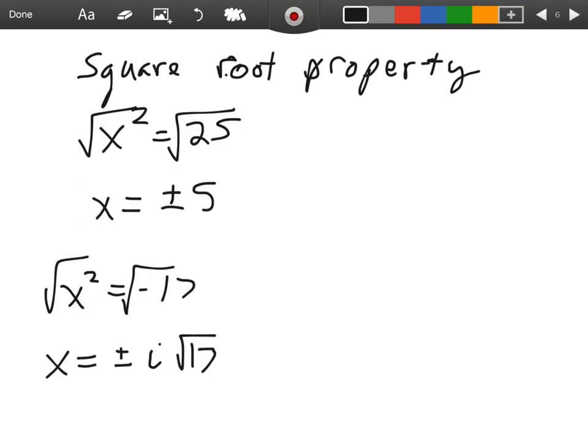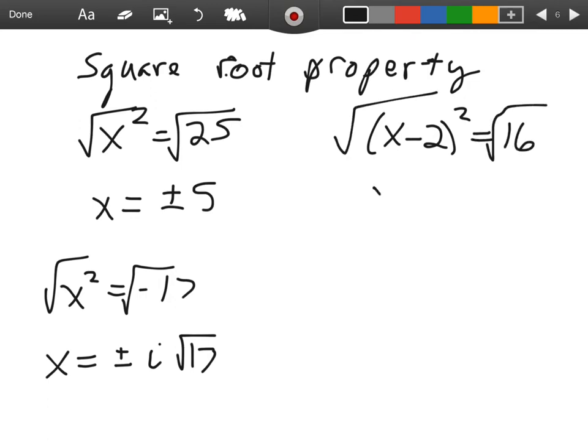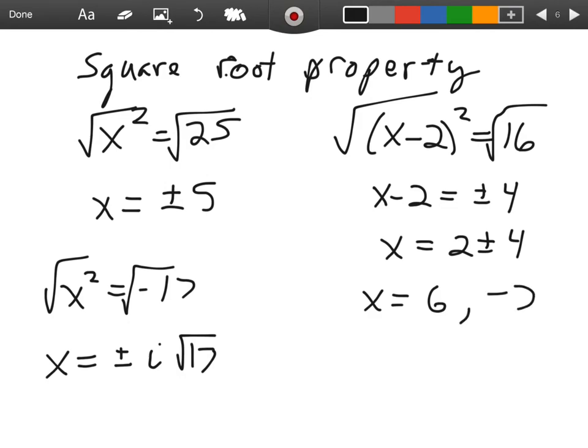If I have something like this, square root both sides. We can add the 2 over, and then x, or 2 plus 4 is 6, and 2 minus 4 is negative 2.